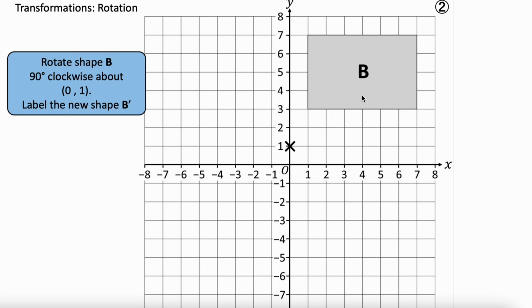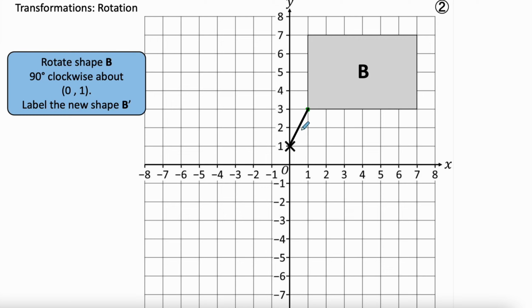We're going to rotate shape B, this rectangle, 90 degrees clockwise about the center of rotation (0, 1). So the first thing we do, we will label the nearest vertex to the center of rotation. I'll just label it green here. And we will draw a segment from the center of rotation towards the green vertex over here. Then we will take our protractor to measure the rotation.